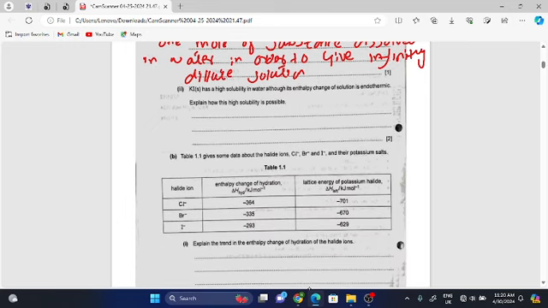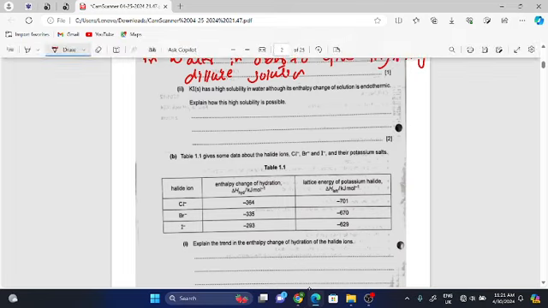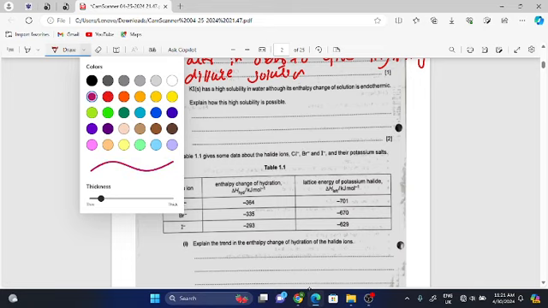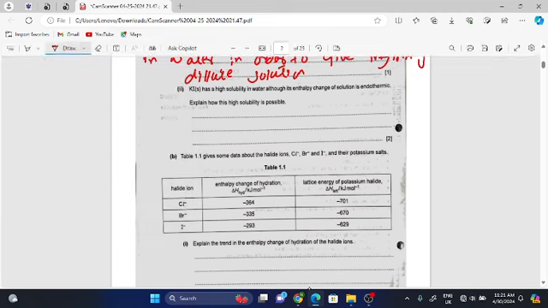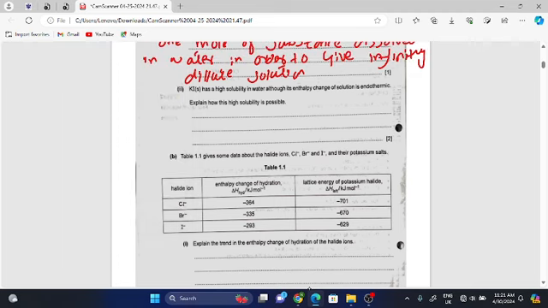Second, potassium iodide has high solubility in water. Although its enthalpy change of solution is endothermic, explain how this high solubility of that compound is possible inside that solution. Here you have to talk about why it's going to be maximum, so you have to consider the Gibbs energy equation.